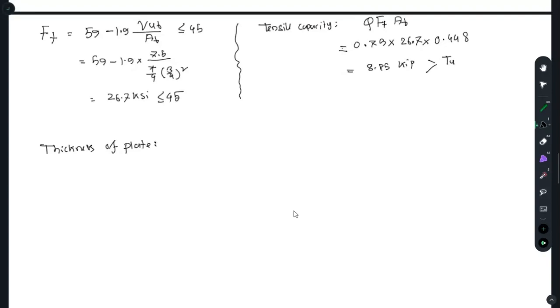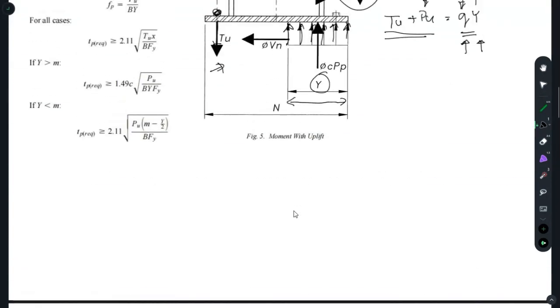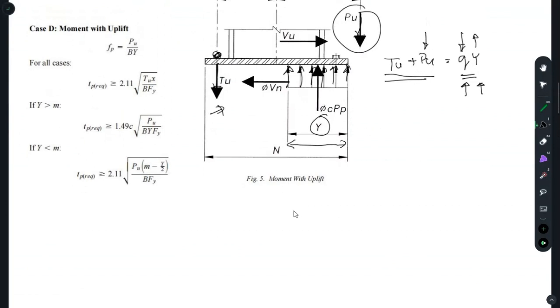For that, we have an equation. We have actually two equations. That is, tp is equal to 2.11 root over Tu, the tension, and x over Pfy. It is for all cases. I'll show it a bit upward. Yeah, this is the equation. And this is the case, moment with uplift, the case we are solving.